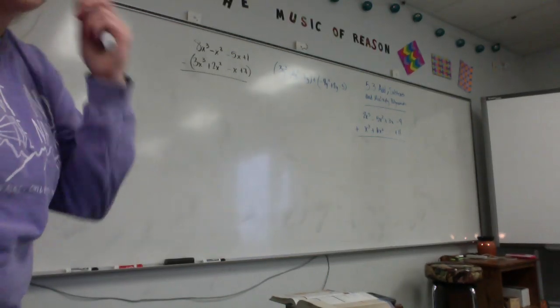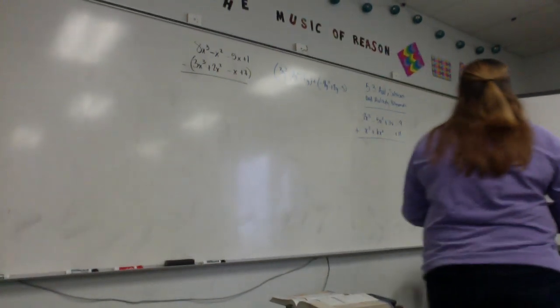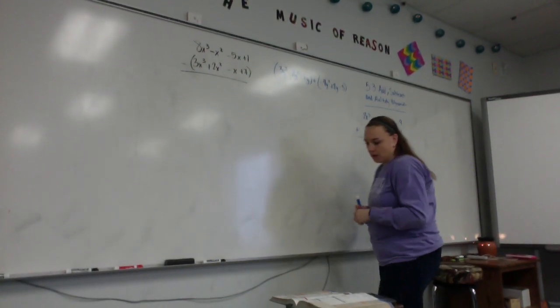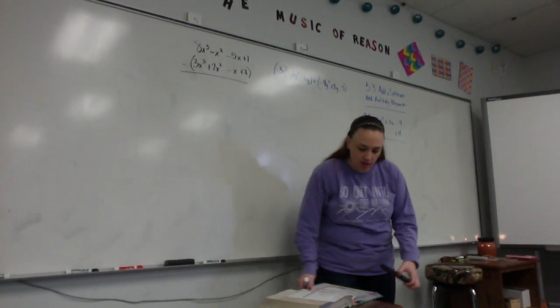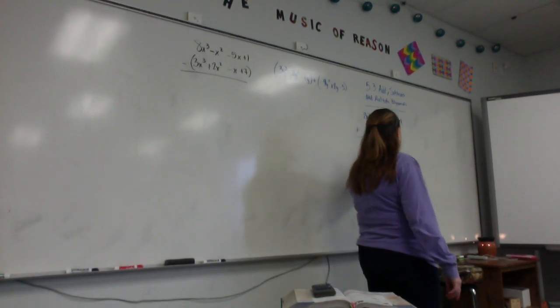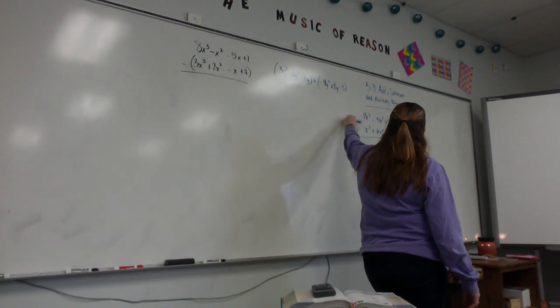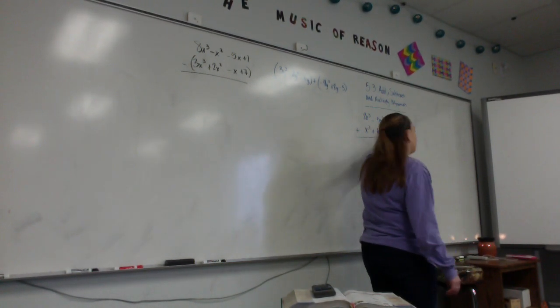5.3 is talking about adding, subtracting, and multiplying polynomial functions. If they ask you to multiply them, we can multiply them horizontally or we can multiply them vertically. This would be in a vertical format. If they ask you to do it vertically, you're going to set them up and line up everything under its respective area.